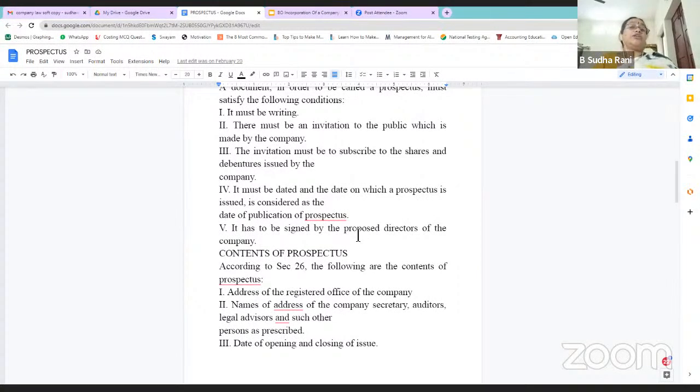So what the companies do in order to avoid such situations, these public limited companies enter into a contract with the underwriters. Who are the underwriters? These are the people who give a guarantee of buying the company shares in case the minimum subscription is not raised.